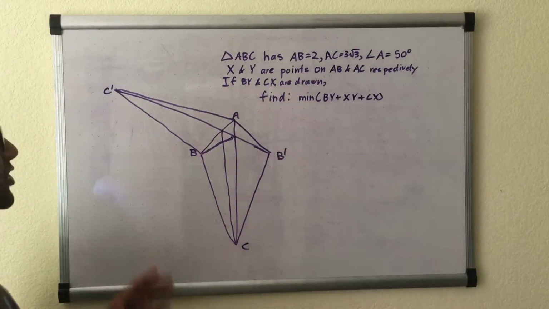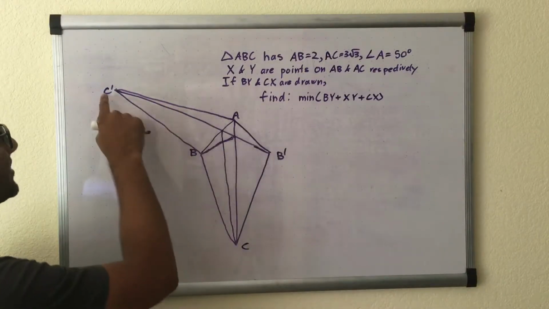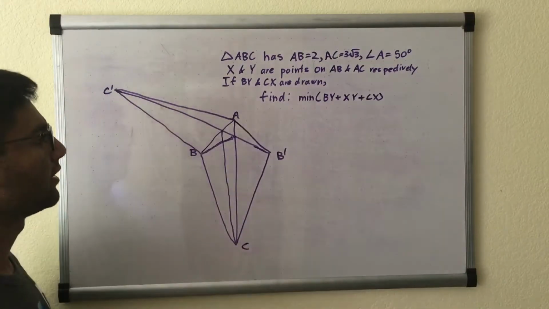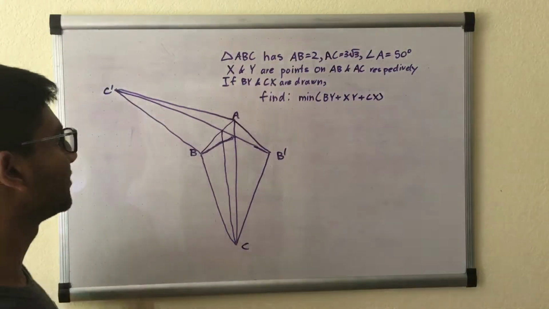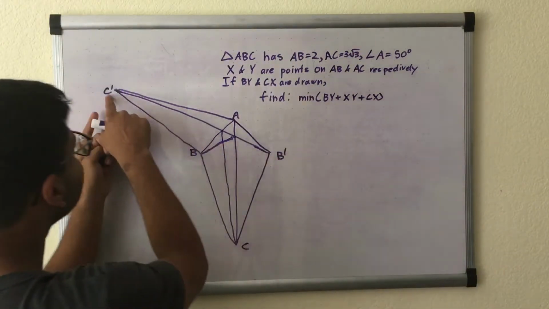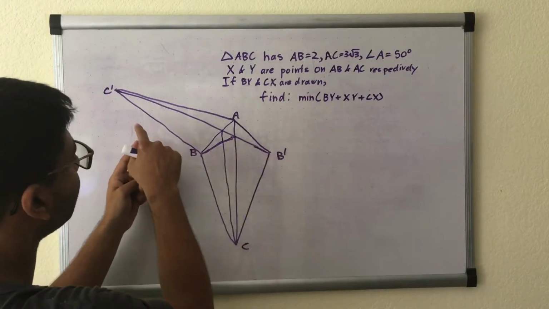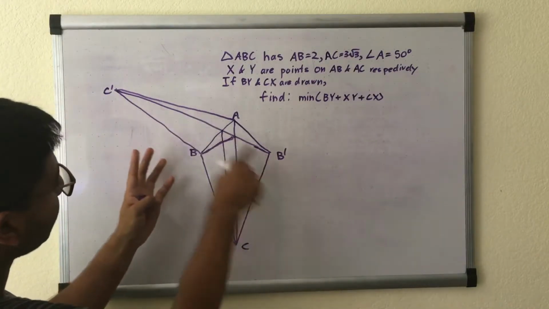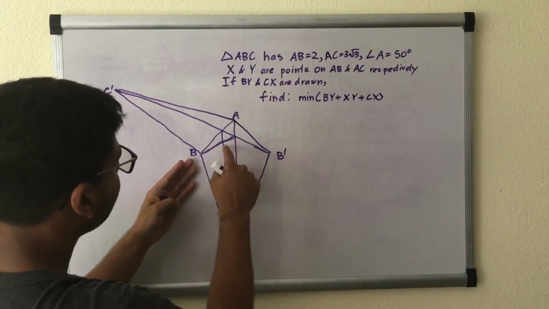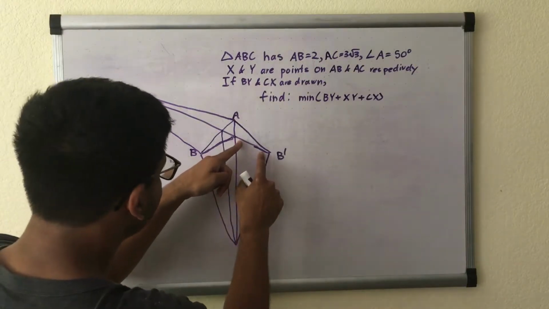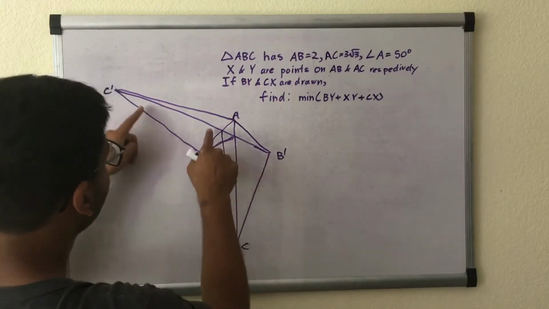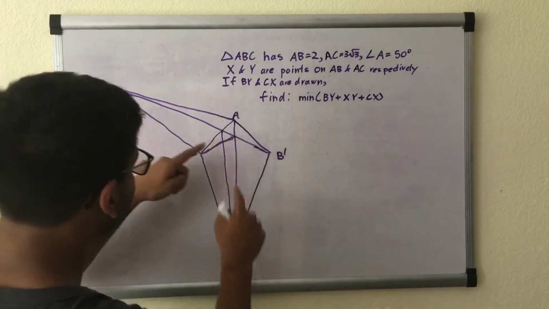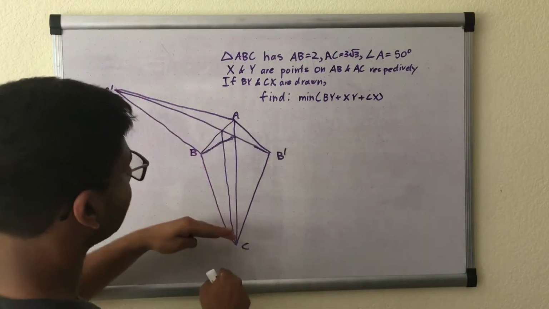Now we've established that the shortest distance from B prime to C prime is a straight line. But also look at what we've done. We've also managed to find our points X and Y, because if this is the shortest distance from B prime to C prime, this is one line segment right here. But we've reflected this portion of the line segment onto point B, so this is the same length as this segment, and this segment is the same length as this segment because we just reflected it over.